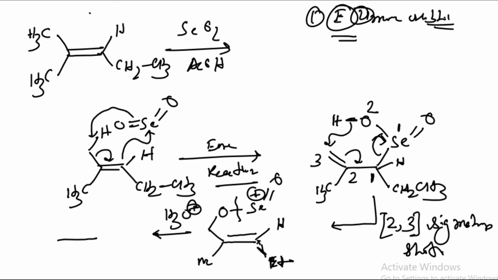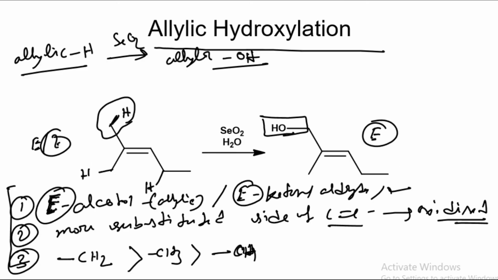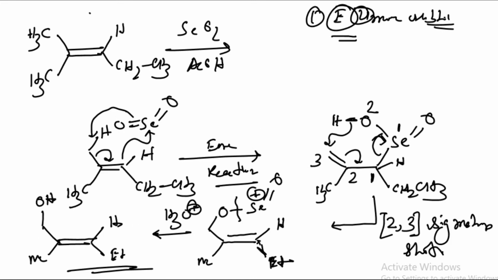so you get as a product this allylic alcohol as your major product. This is the overall simplistic mechanism for the allylic hydroxylation of an alkene by selenium dioxide. Next I will explain why there is E selectivity and why the reaction is carried out on the more substituted side, which is this.